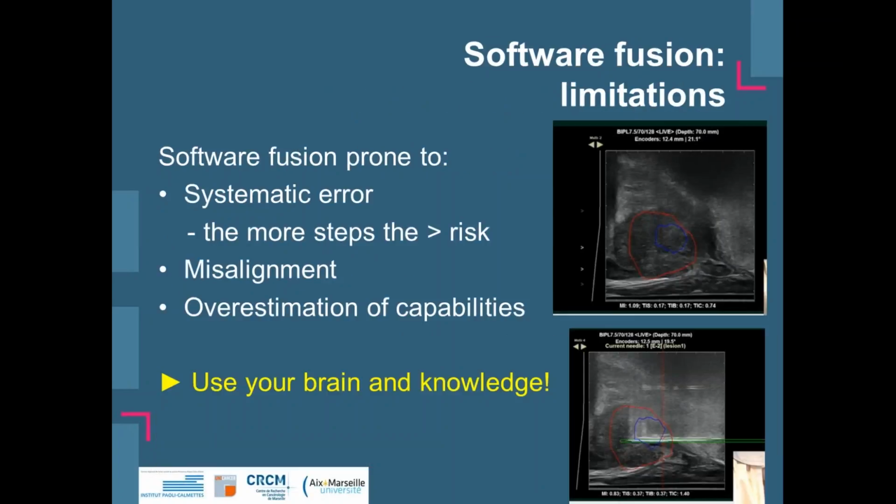Software fusion has some limitations, that is clear, and I was just talking already about the systematic error. If you do something wrong in the entire process, especially in the process of segmentation, then of course the fusion will not really work. And the more steps and the more complicated it is to do, the higher the risk that you have a systematic error in there. And this error probably will then lead to misalignment.